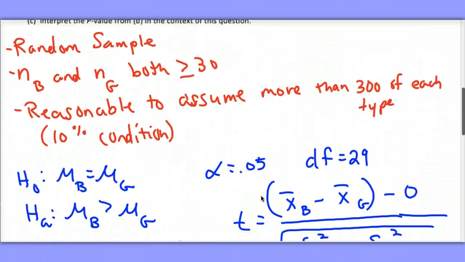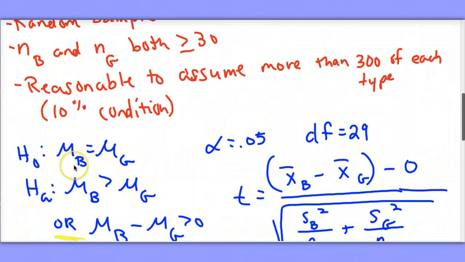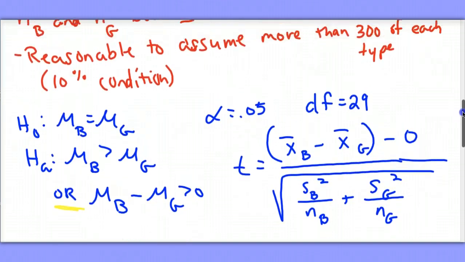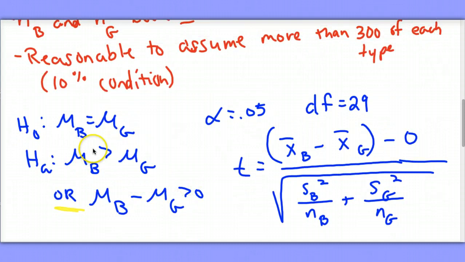So I want to see if Bounty can hold the same number of quarters on average as the generic. I'm going to choose an alpha equals 0.05 level. My degrees of freedom is 29. And I suspect that Bounty, since it's the name brand, and you're paying more money for it, should be stronger. It should hold more. The average number of coins held by the Bounty paper towels will be more than the average number of coins held by the generic. So you can either write your alternate hypothesis this way or this way.